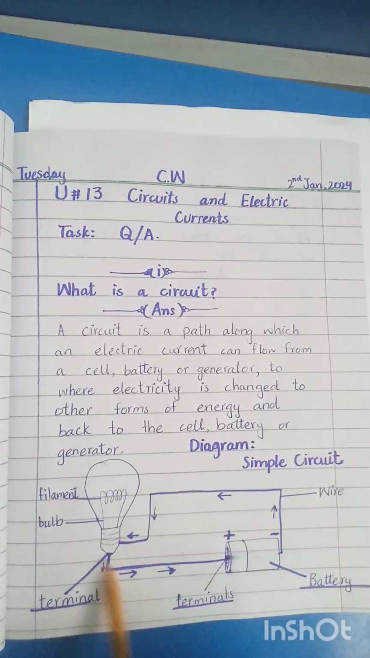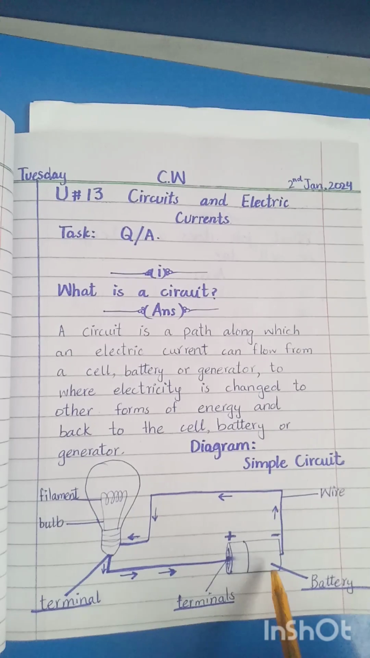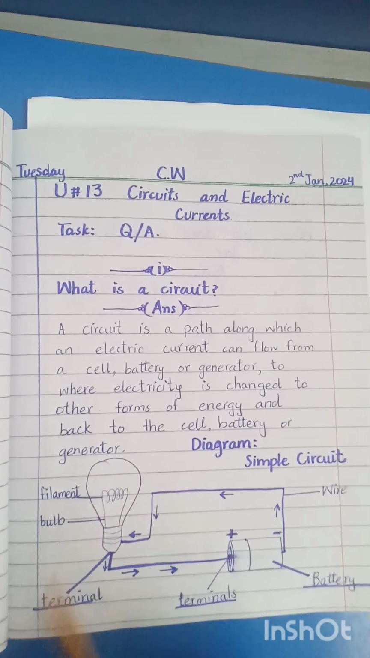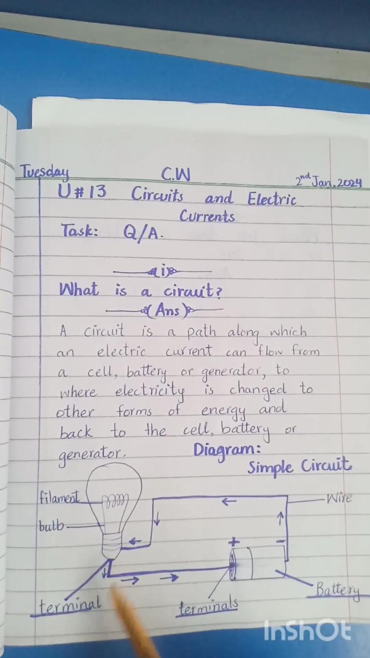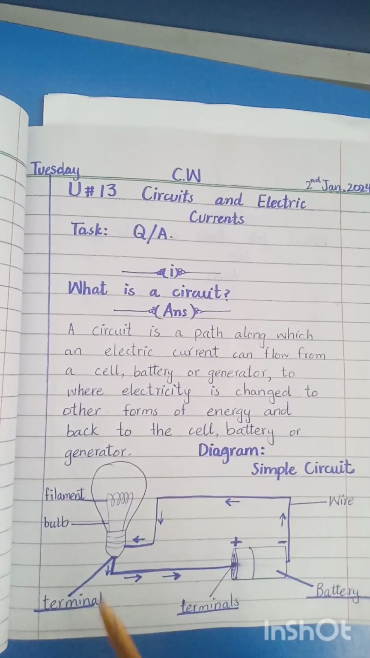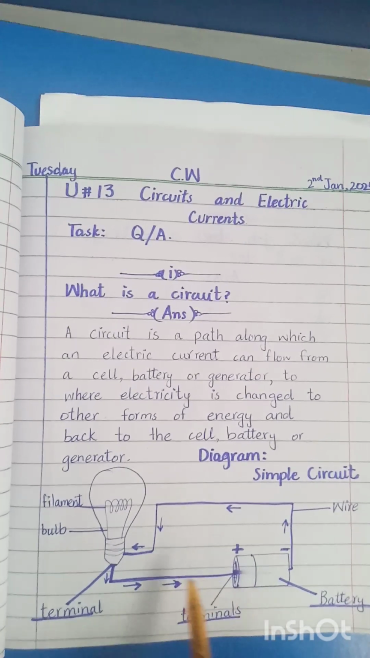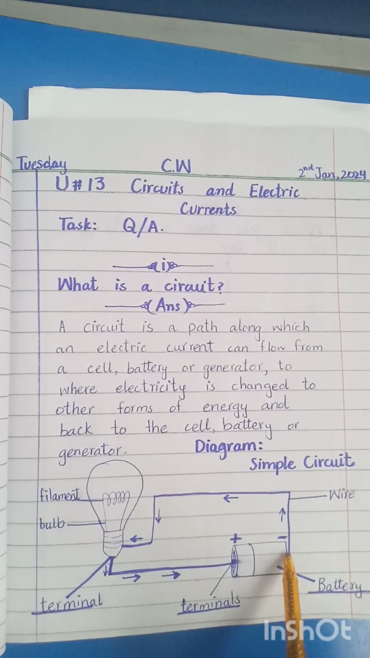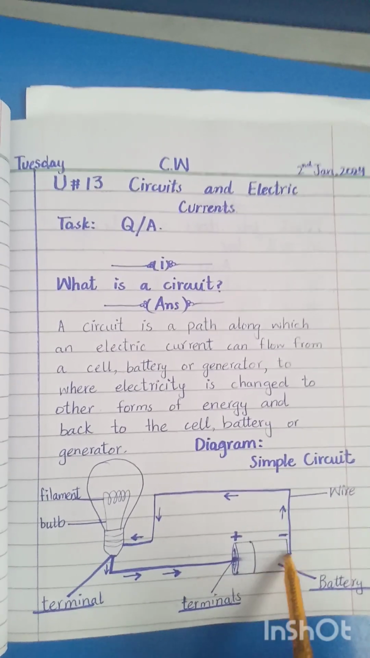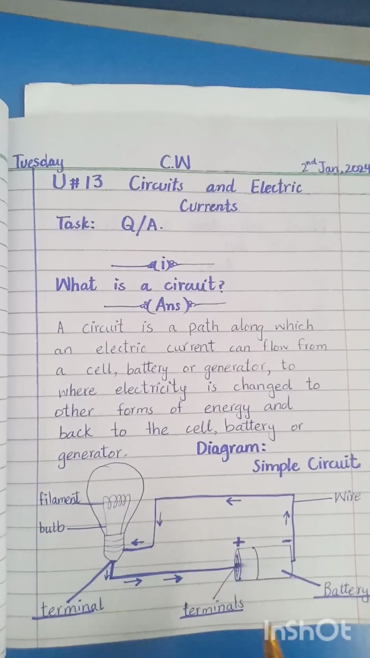It becomes a closed pathway on which the electrons from a cell or battery move along the wires and reach a point. It may be an electrical appliance, it may be a bulb, it may be a fan, where the energy is changed into another form of energy. After that, they go back to the cell, battery, or generator. The electrons always move from the negative terminal to the positive terminal. So they come from the negative terminal and then end at the positive terminal.